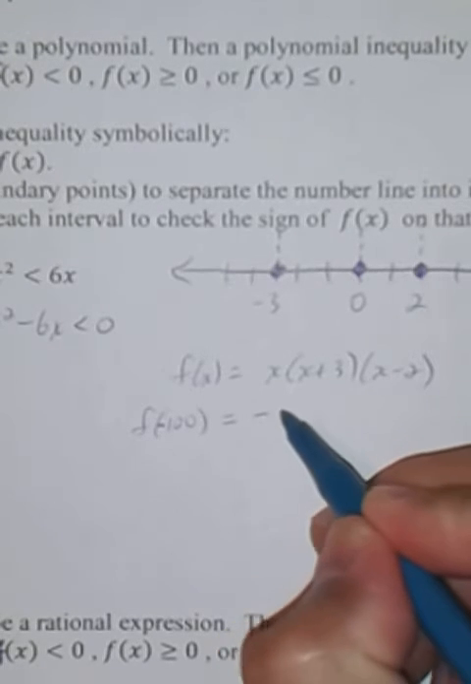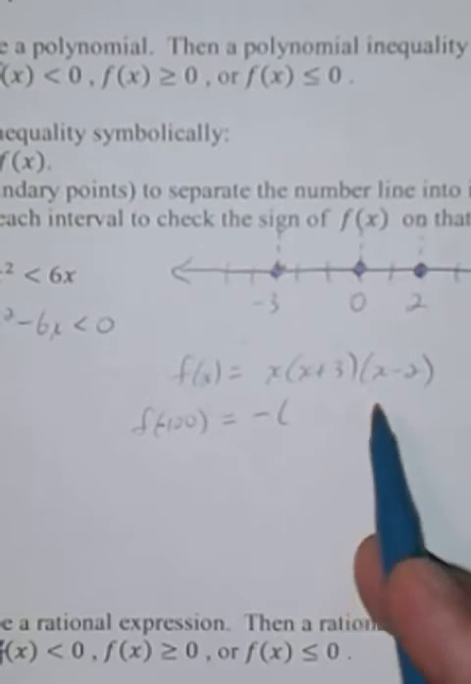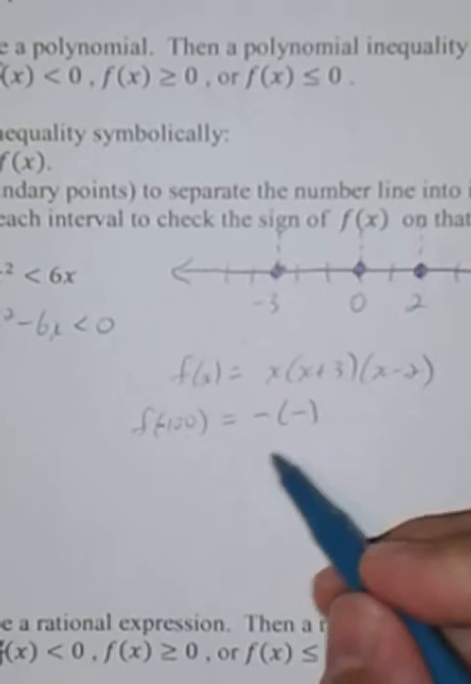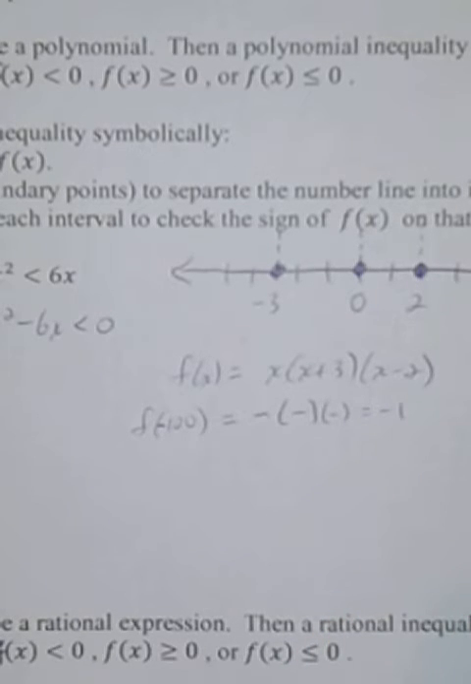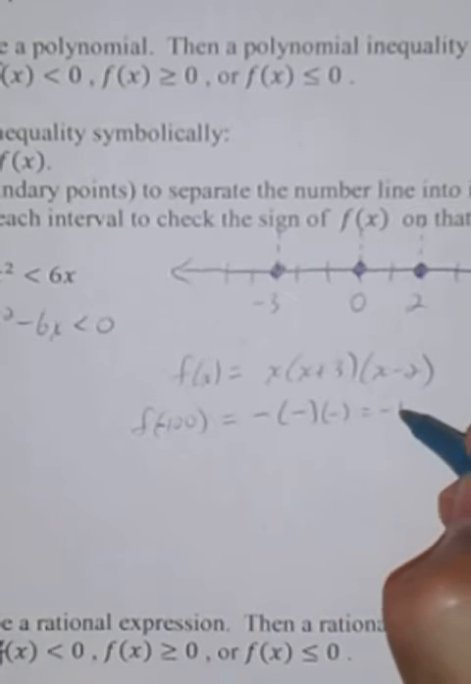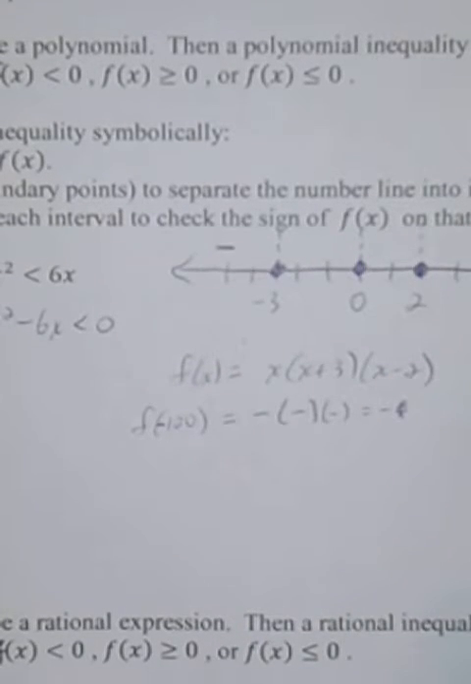So this is negative, right, for x. Negative 100 is negative. For x plus 3, it's negative. And for x minus 2, it's negative. So f of negative 100 is negative. Well, not negative 1, just negative. Alright, so I'm going to mark it negative right there.